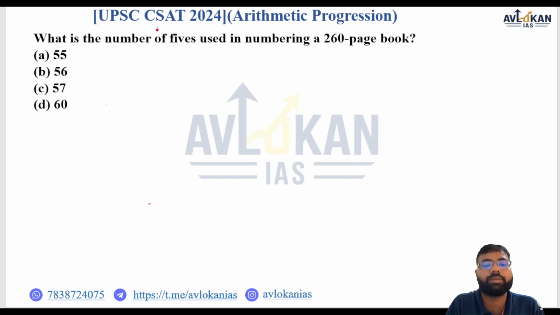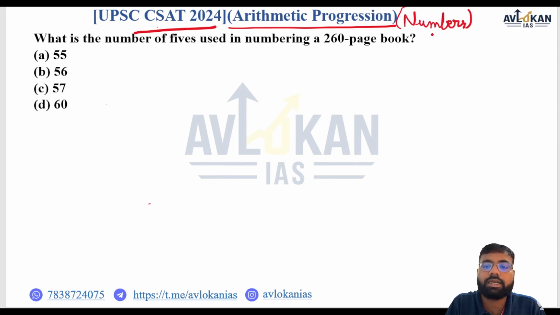Today we are going to discuss one more question that was asked in CSAT 2021-24, and I have given the topic as arithmetic progression, but you will see that I am not going to use it. Instead it should be numbers, but a large number question can be solved using AP. So the question is, what is the number of fives used in numbering a 260 page book?